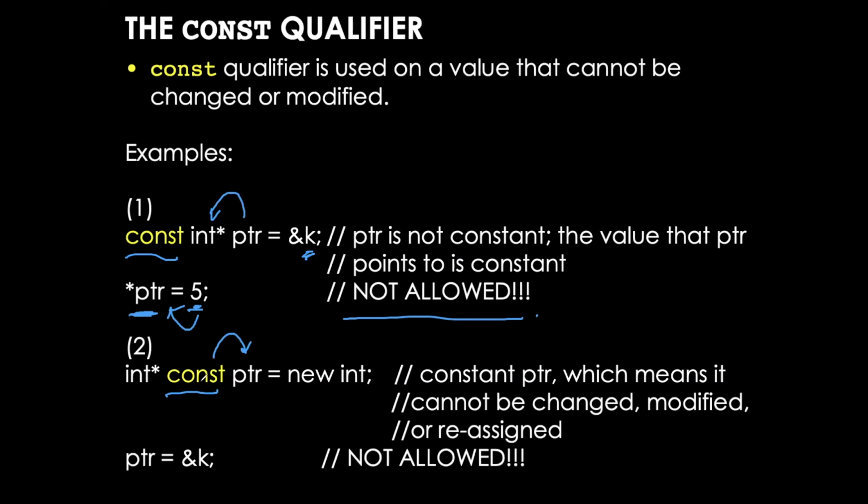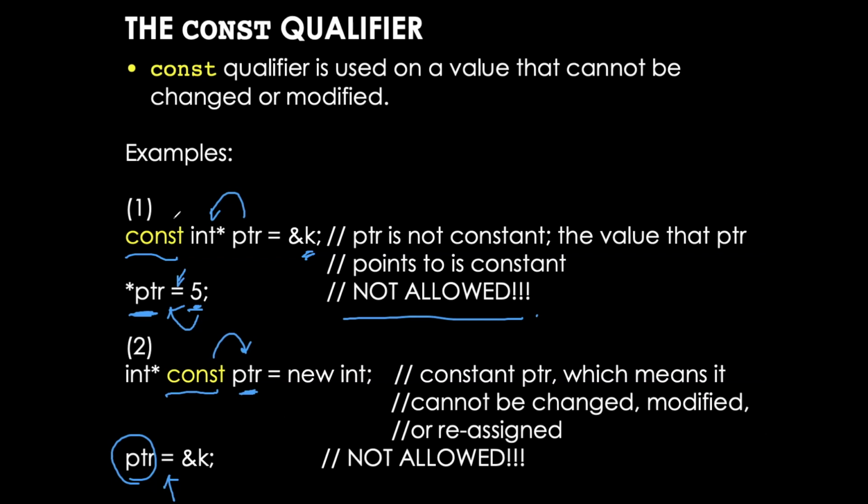In the second example, the pointer itself is constant. This means that the pointer cannot be reassigned. In many instances, when you have a pointer assignment, if the pointer is assigned to another value, this is the assignment part, then this is going to cause an issue at runtime. So you can't do that.